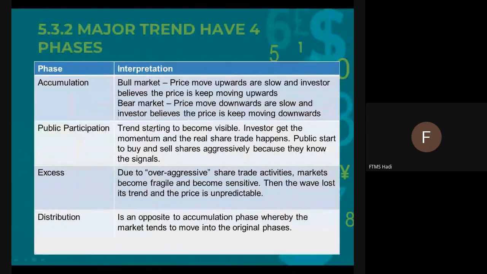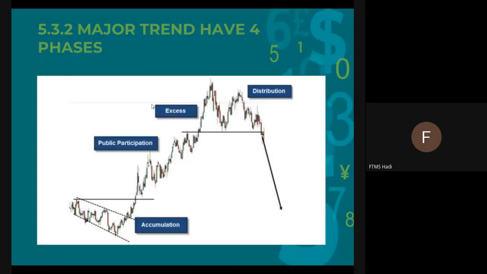So this is the description of what I'm just saying here. Because of excess due to being over-aggressive, and then distribution, that means the market tends to move into the original phases and so on. That is a description that I have told you earlier.